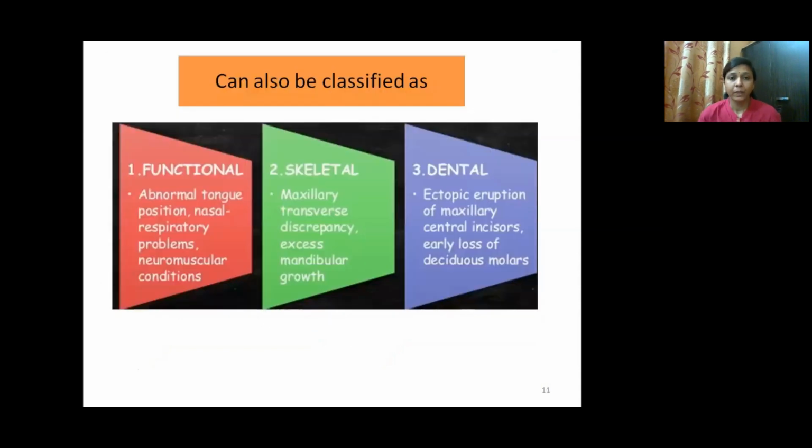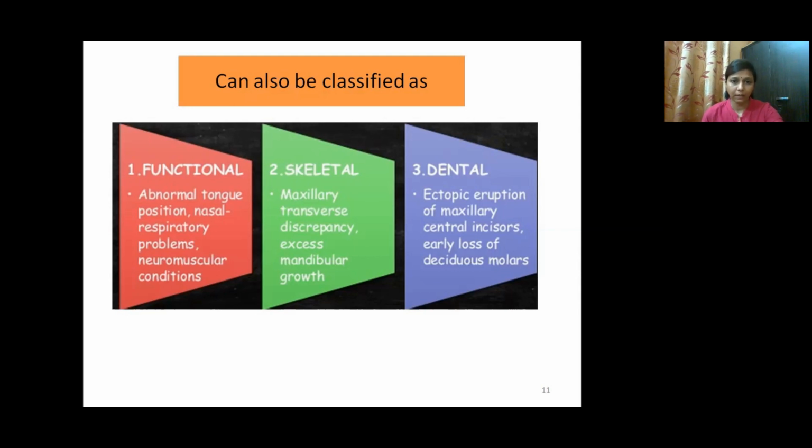We can also classify class 3 malocclusion in a different way, like functional, skeletal, or dental class 3 malocclusion. Functional class 3 malocclusion will exist when there is an abnormal tongue position, nasal or respiratory problems, or neuromuscular condition that will lead to forward positioning of the mandible, leading to the appearance of class 3 malocclusion.